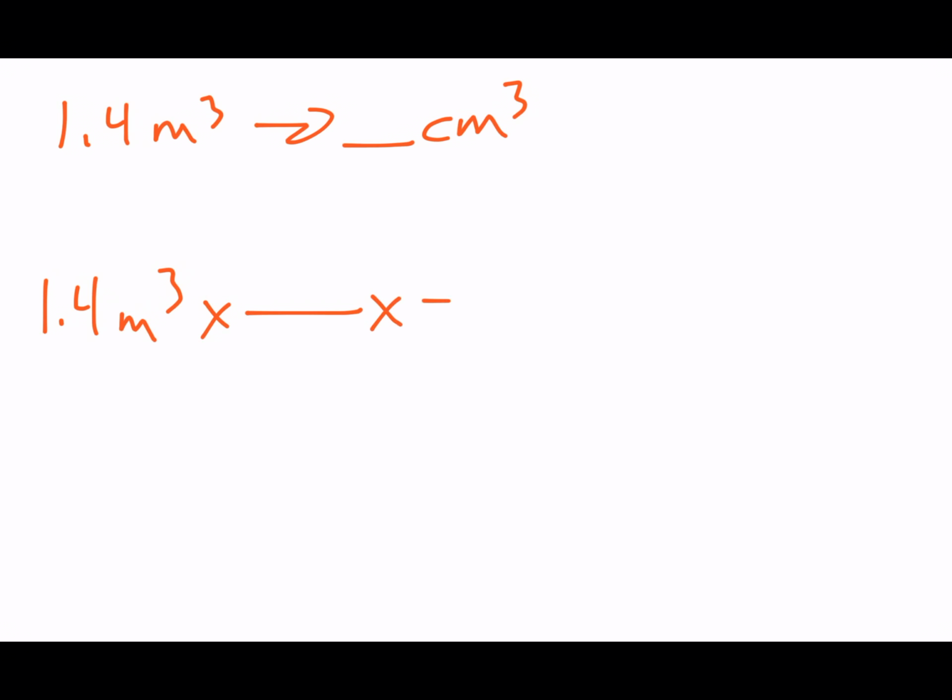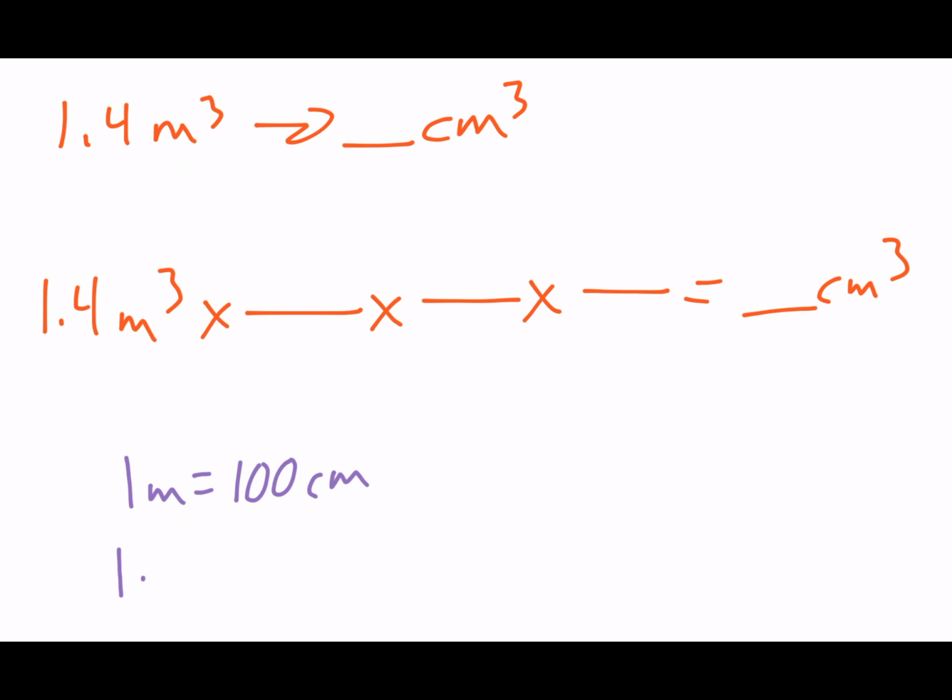And the other thing would be doing a cube to cubed. So if we had 1.4 meters cubed, and I wanted to know how many centimeters cubed that was, you would write 1.4 meters cubed times line times line times line equals centimeters cubed. All right. So the issue you have on here is 1 meter does equal 100 centimeters. However, 1 meter cubed does not equal 100 centimeters cubed.